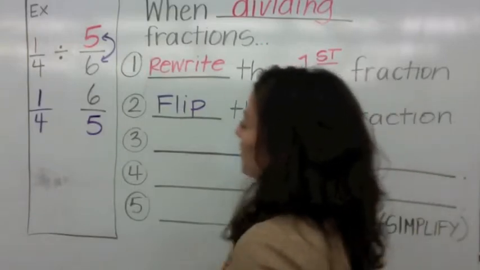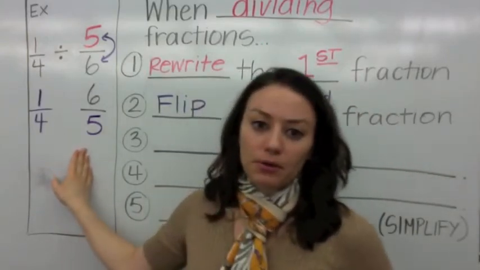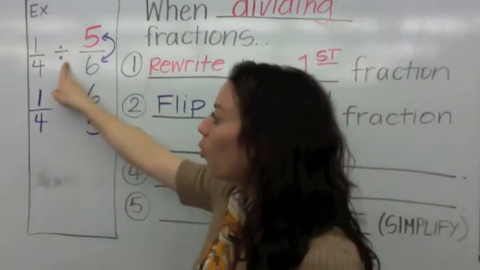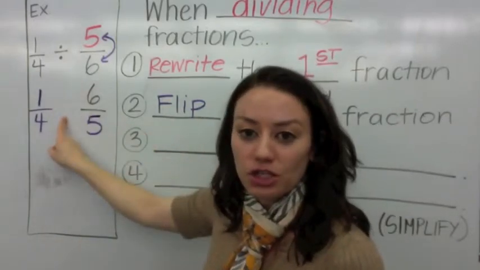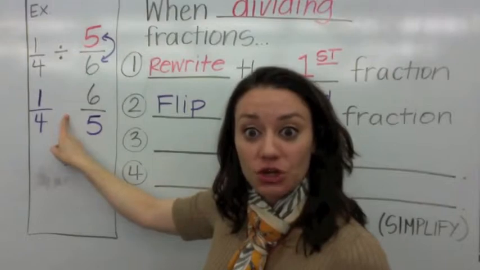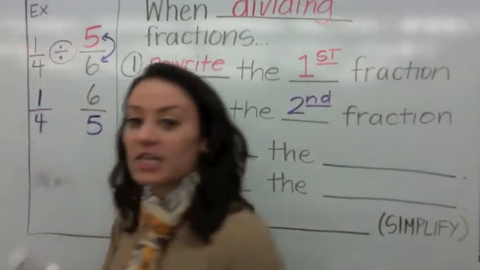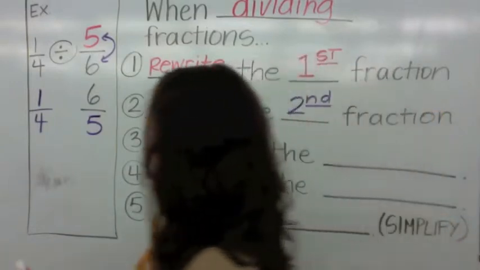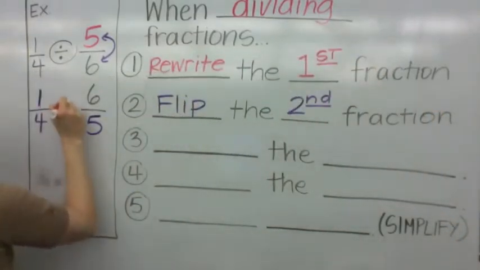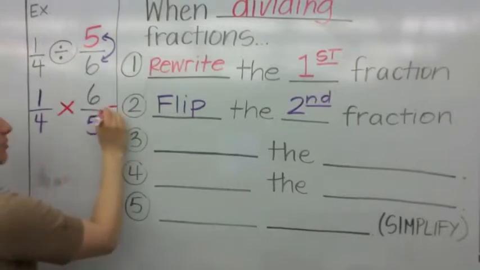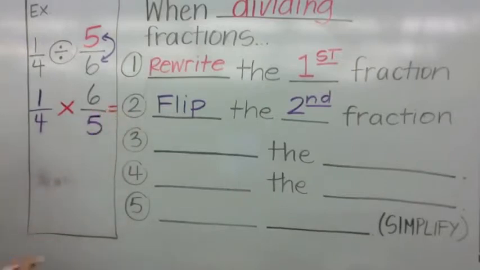Okay, now, since this is the reciprocal, remember, the reciprocal is the multiplicative inverse. So what do you have to do now? When you're dividing fractions, you're actually doing what? What do you have to change division into? What's the opposite of division? The opposite of division is multiplication. That's right. So you change this to multiplication, and then you follow the steps for multiplying fractions.